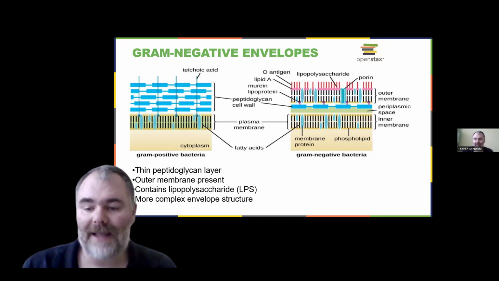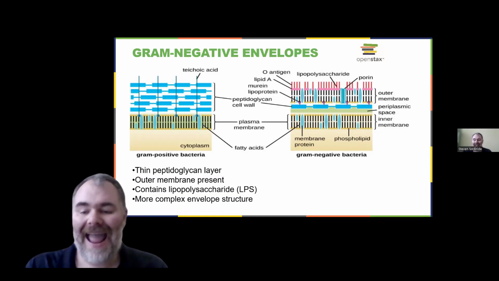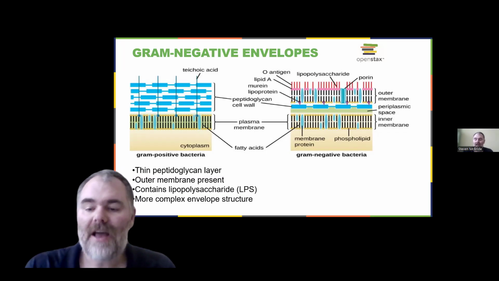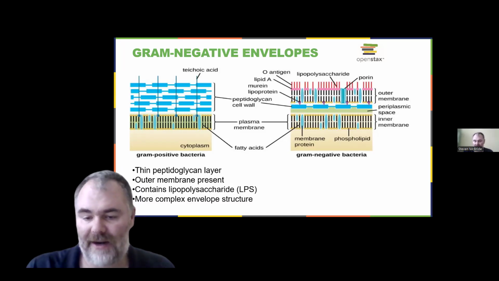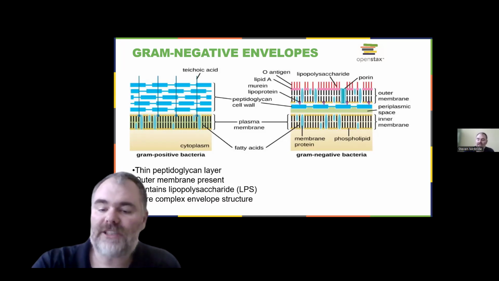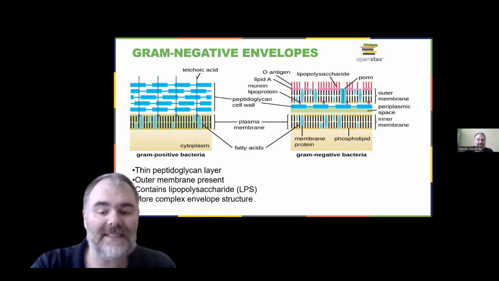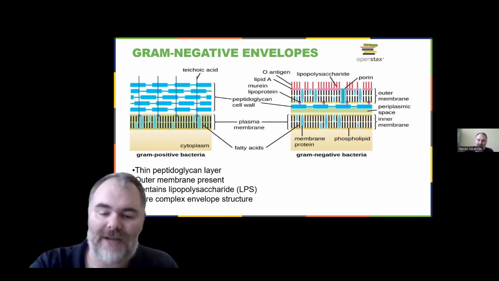Because gram-negative bacteria possess both an outer membrane and a thin peptidoglycan layer, their cell envelope is structurally more complex than that of gram-positive bacteria. The outer membrane can also act as an additional barrier, making some gram-negative bacteria more resistant to certain antibiotics and environmental stresses.